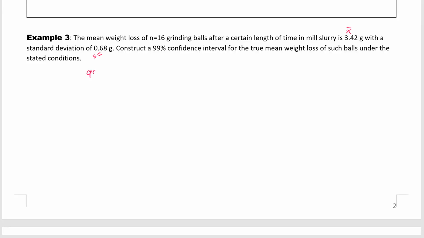Okay, so 99% confidence. Well, 1 minus alpha is 0.99, alpha is 0.01, alpha over 2 is 0.005. Here we use t, so t 0.005. What is the degree of freedom? Is that 16? No, 16 minus 1, which is 15. Okay, degree of freedom is n minus 1.